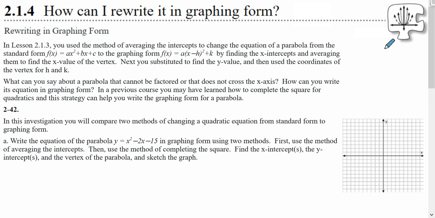One time you're going to average your x-intercepts and find the vertex that way, and then the other one you are going to complete the square. Additionally, with these methods, you're going to be finding the x-intercept, the y-intercept, and vertex of the parabola, and then you're going to sketch it. So go ahead and pause this and do both of those methods.